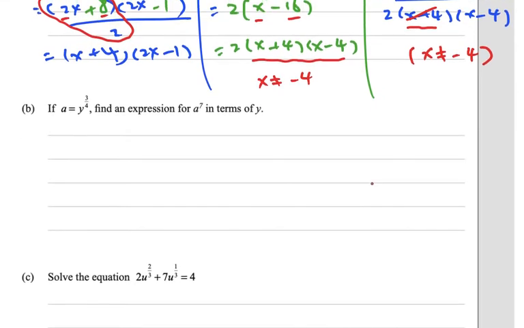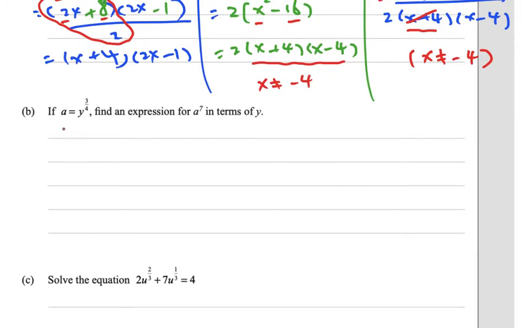Question number B. So we have a equal to y to the power of 3/4, and we need to find an expression for a to the power of 7. Of course, you just raise the whole thing to the power of 7. So that's y, power of power, multiply the powers, 21/4.